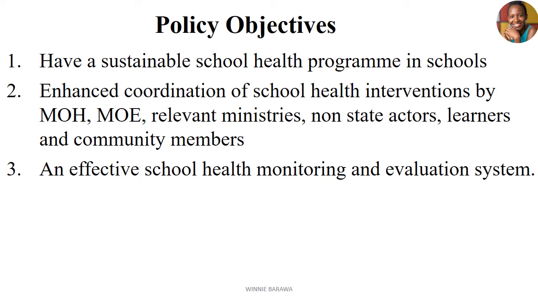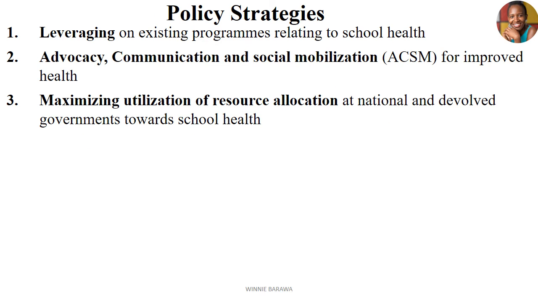So when you're looking at this national health policy, we're not just looking at a policy that cuts once and for all. It has objectives, it has rationales, it has targets, it has vision and missions. And under the objectives, the main thing was to ensure the health programs are sustainable in school. There's enhanced coordination by the relevant ministries, the main ones, the Ministry of Health and the Ministry of Education. And the policy objective is to ensure that there's effective monitoring and evaluation in the school health program. So those are the main parts.